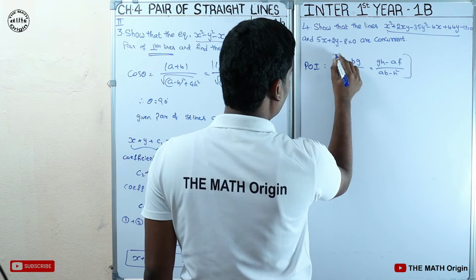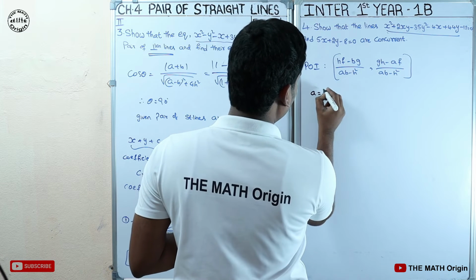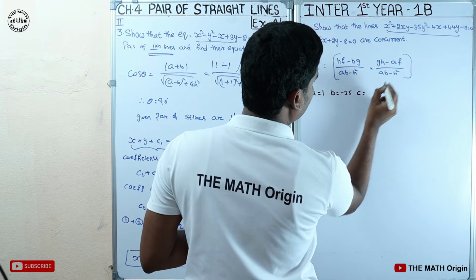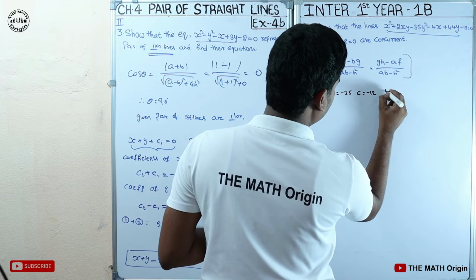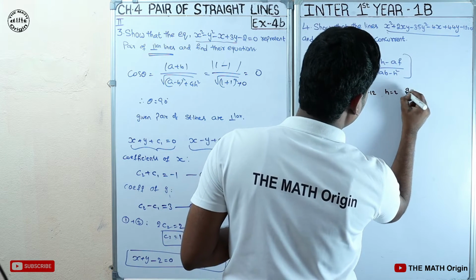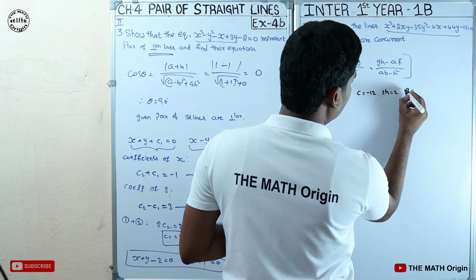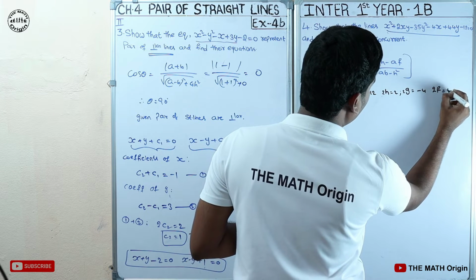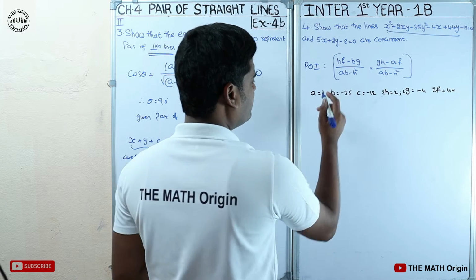Okay, from the equation, let's write down all the ABC values. A is equal to 1, B is equal to minus 35, C is equal to minus 12. 2HXY is equal to 2, so 2H is equal to 2, 2GX, so 2G is equal to minus 4, 2F is equal to 44. Okay, now we got all values. Let's substitute in the equations.